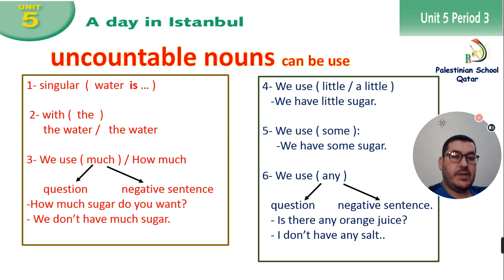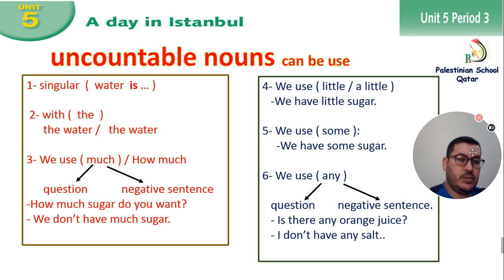And be careful with some. Some we can use with uncountable and with countable, the same. So we can say we have some sugar. And be careful about some, we only use some with a positive sentence. We don't use it with a negative sentence. If you want to say a negative sentence, you have to say any.